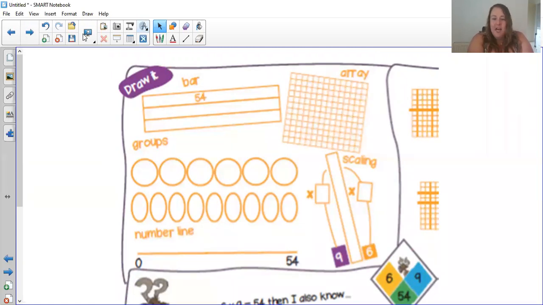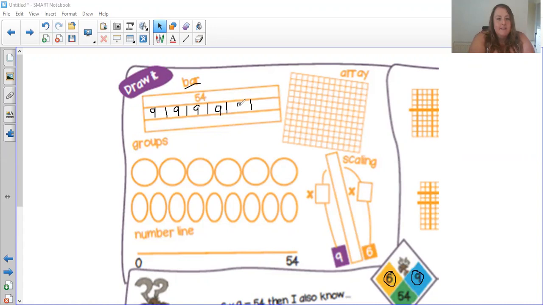So the first thing I'm going to look at is the draw it section. We've done lots of these before and hopefully you're finding them easy enough, but I'm still going to go through them. So we've got our bar model at the top here, and I've got my 54, which is my total. And we know that all of my answers are going to be 9 and 6, because 6 times 9 is 54. So I'm going to start by splitting the first part into 6 equal parts. Both classes know that I'm going to try and make them as equal as possible, and that you'd normally use a ruler, but I'm going to let myself off this time. So I've got 1, 2, 3, 4, 5, 6 equal boxes, and I'd have 9 in each of those.